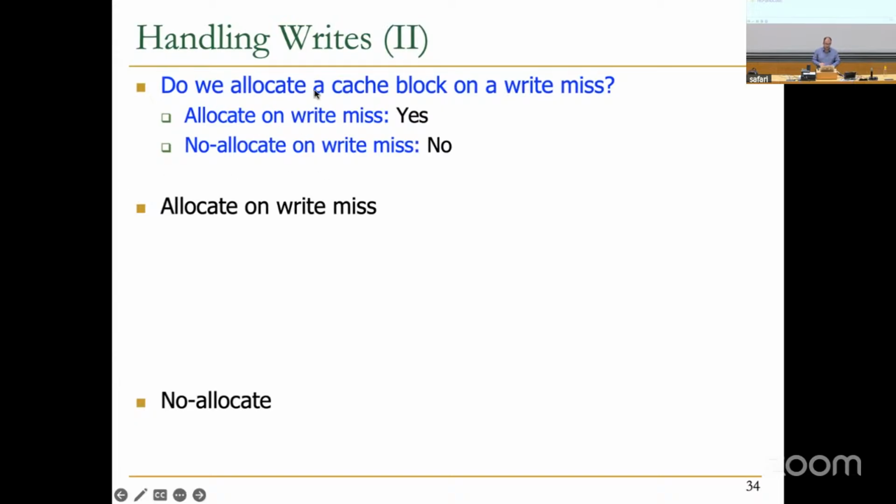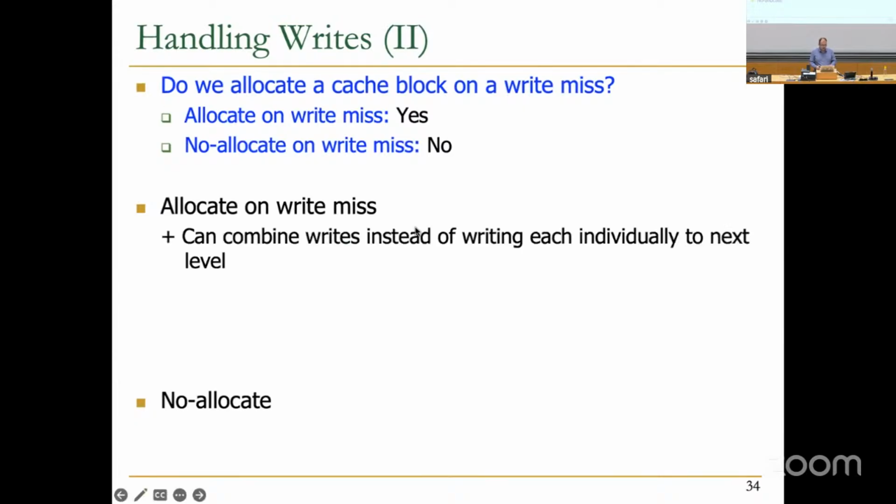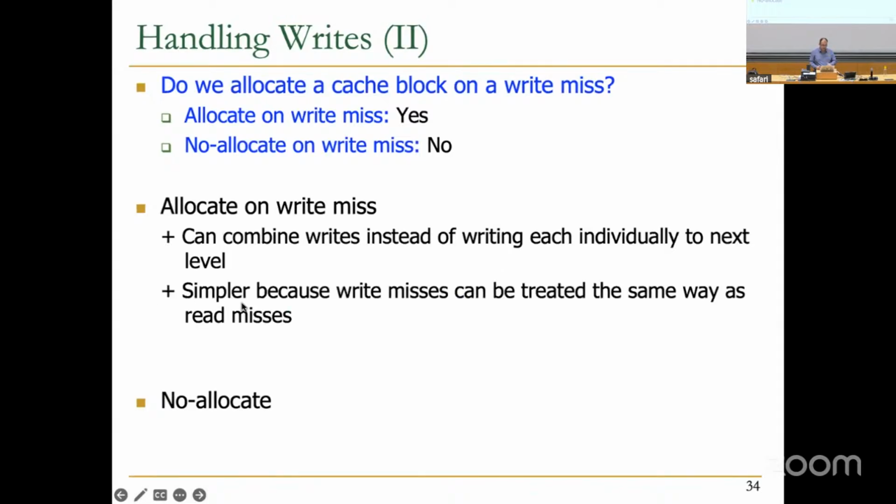But if your policy is allocate on write miss, you go to the next level, you write it, and then you bring the updated data to your L1 cache to hopefully have future hits on it. So with allocate on write miss, similarly to write back, we can combine writes instead of writing each individually to the next level. And this is also simpler because write misses can be treated the same way as read misses. For read misses, we know that when we have a read miss, we go to the next level, find the data, and allocate it to our cache. So we can handle write misses similarly to read misses.